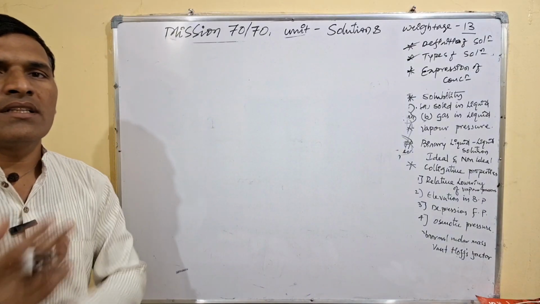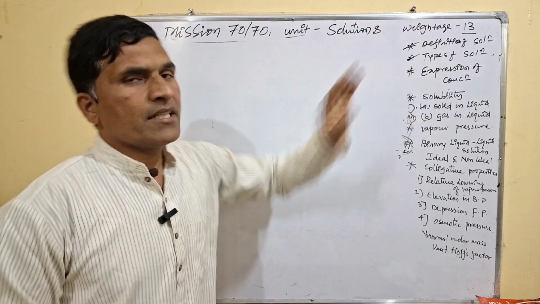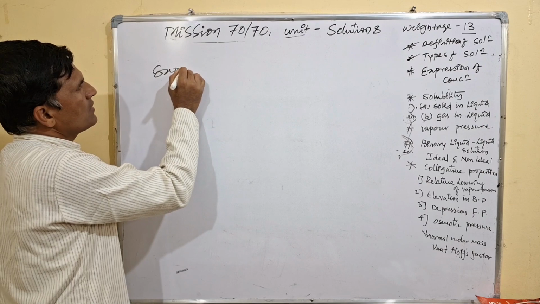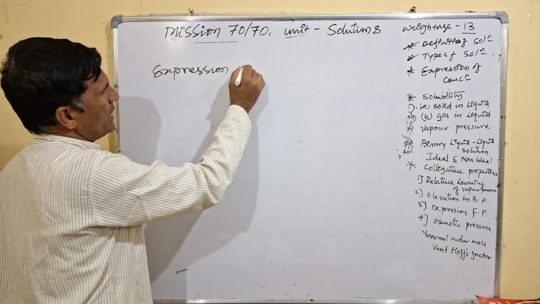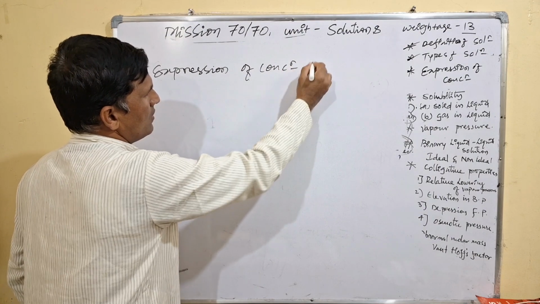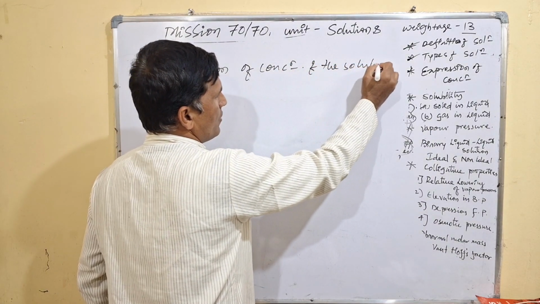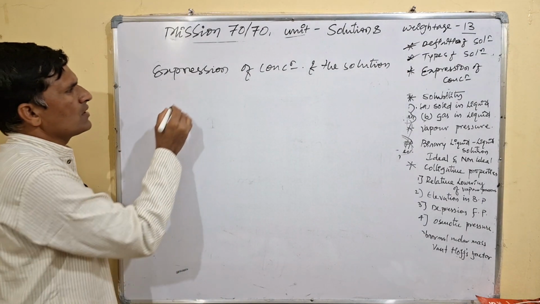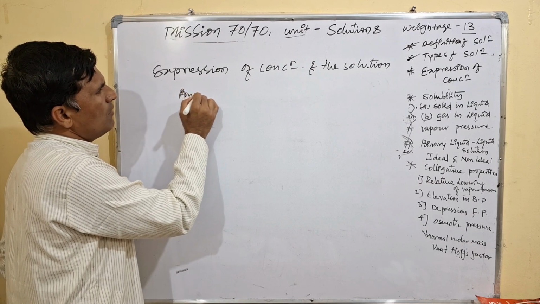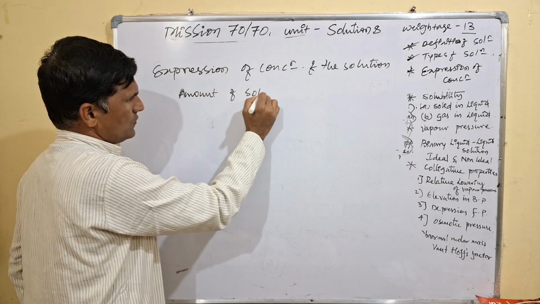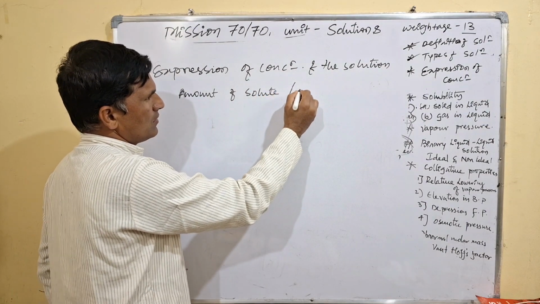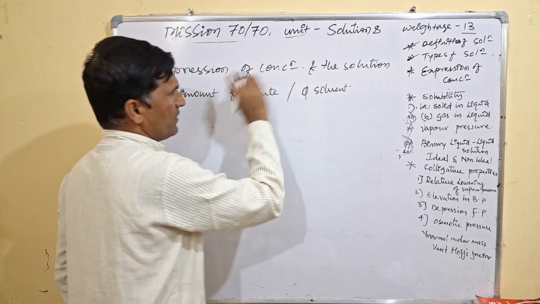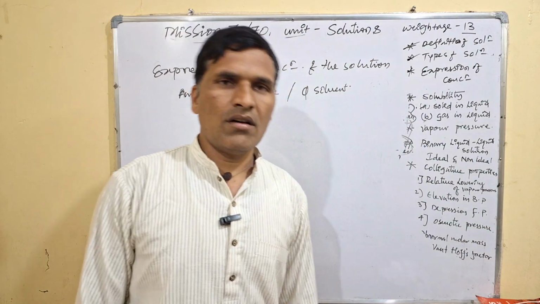So after types of solution, the next important point is the expression of the concentration of solutions. It is also one of the important topics, and you will get many questions on this. We are going to express it in different ways. What do you mean by concentration expression? It is the expression of the amount of solute per given quantity of solvent.